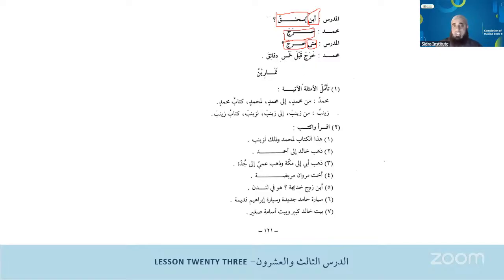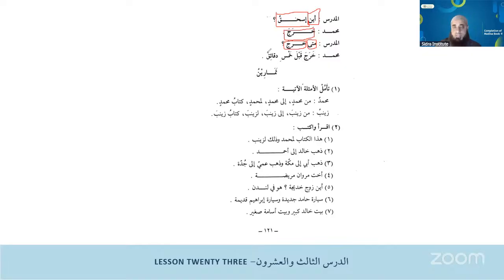So remember, the main thing is we're concentrating on the ghair munsarif words as well. So Ishaq, why is Ishaq ghair munsarif? What are the two causes? One is that it's alam. Ishaq is alam, and it's also ajami. It's not an Arabic word. For example, Salihun, Muhammadun, these are Arabic words. Kharaja qabla khamsi daqa'iqa, he left 5 minutes before.